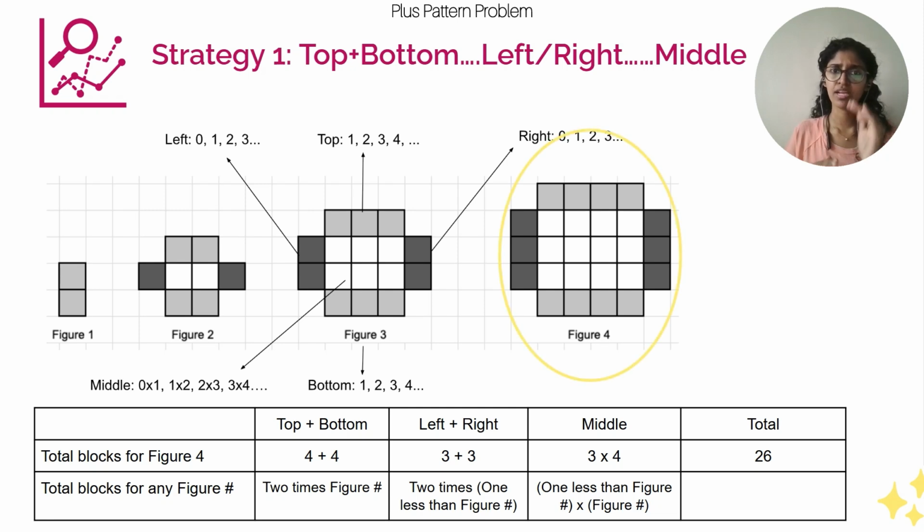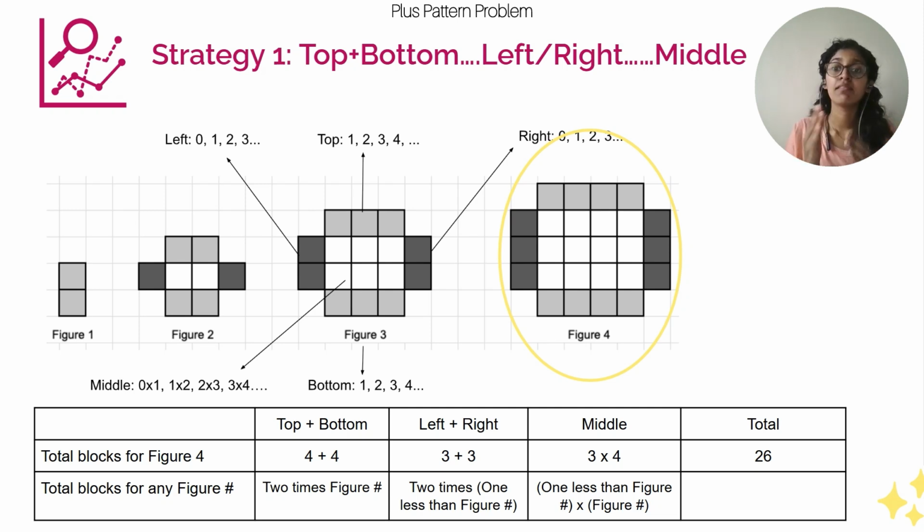In figure 4, if we look at the top and the bottom rows, which are shaded in gray color, the top row has 4 blocks and the bottom row also has 4 blocks. So, the number of blocks in the top and bottom rows is equal to the figure number. If you look at the first three figures also, it's very clear.